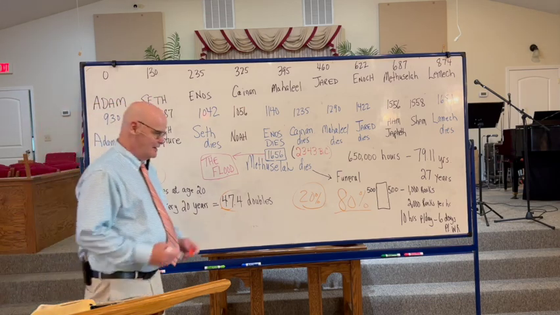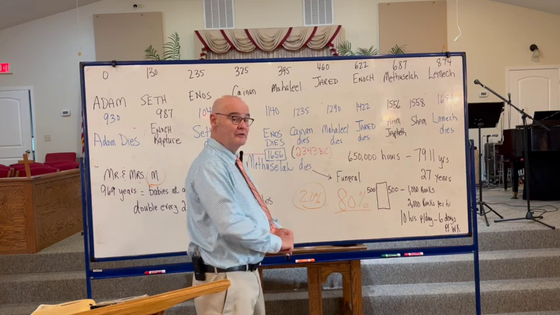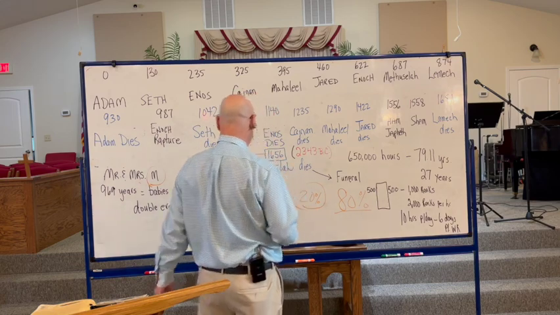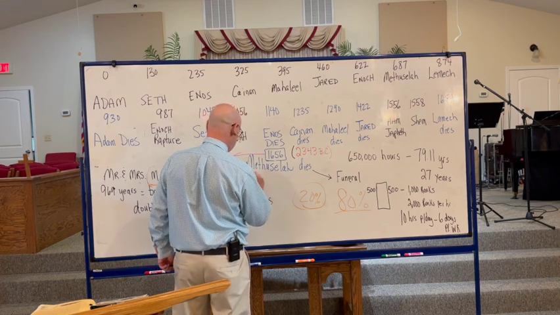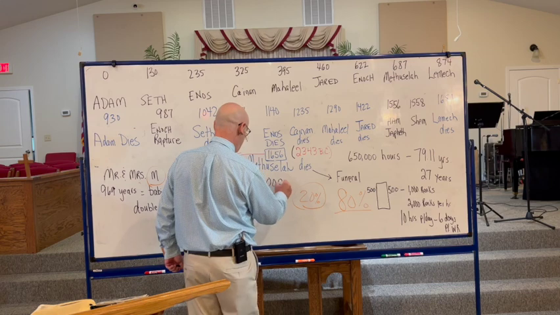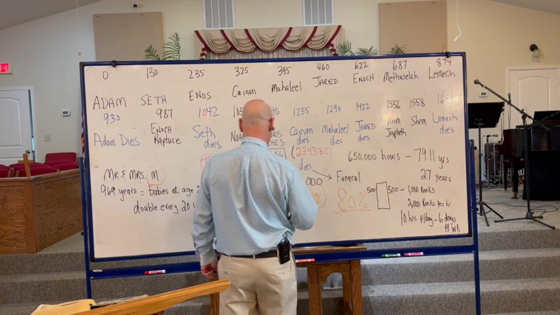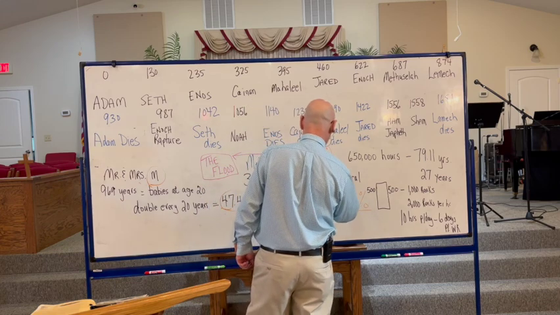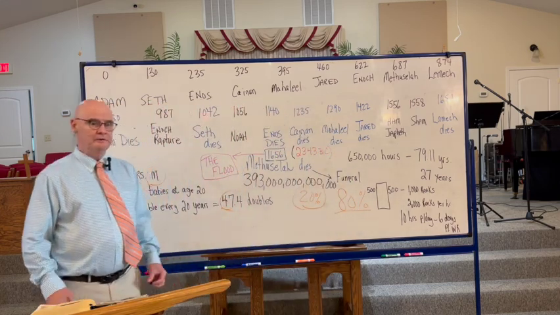Do you know how many descendants he had? I know you can't guess because I would have never guessed. But here's the number. Where can I write it? 393 trillion. 393 trillion.